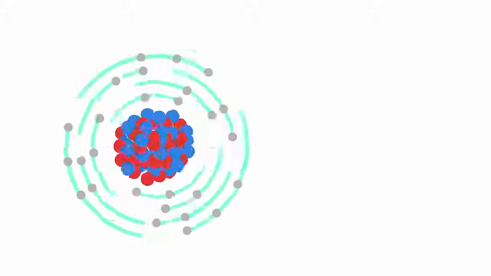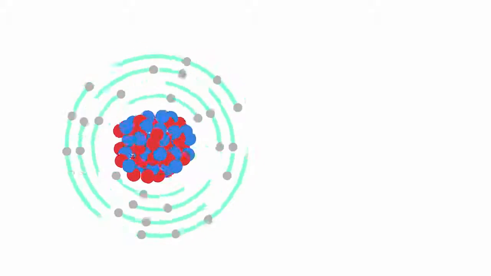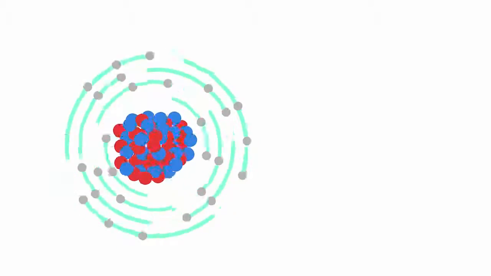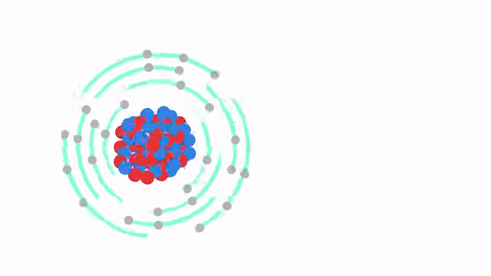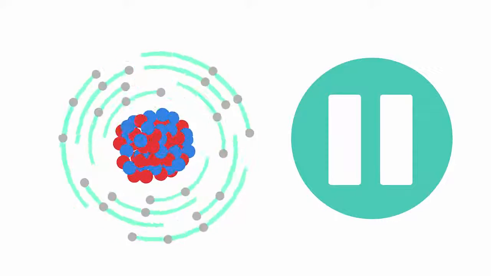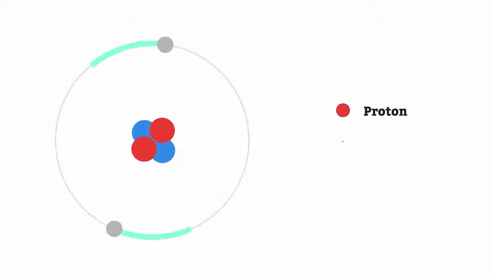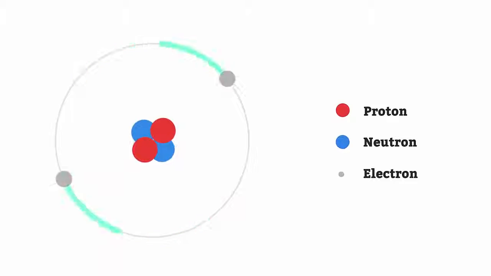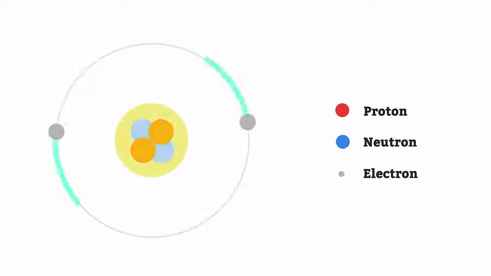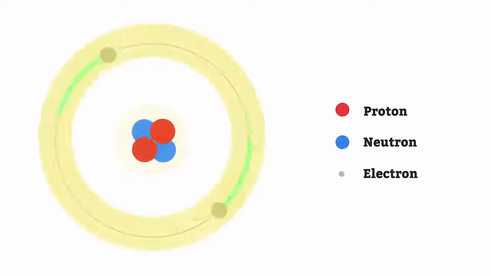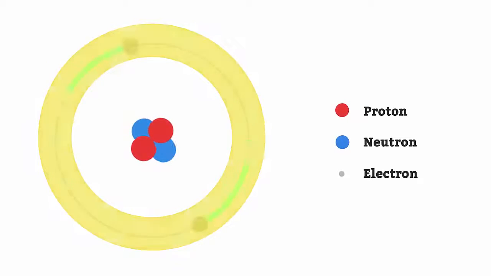This is because atoms are made up of smaller particles. What are the names of these particles? Pause the video for a moment whilst you think. Atoms are made up of protons, neutrons, and electrons. Protons and neutrons sit in a small central nucleus, whilst electrons orbit around the outside.